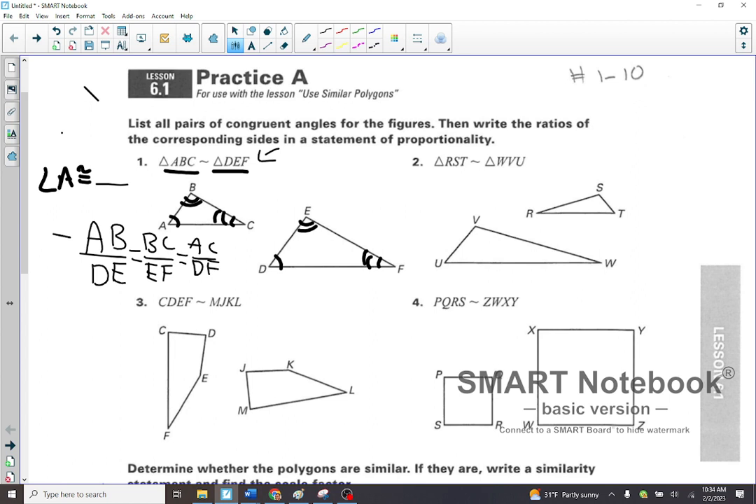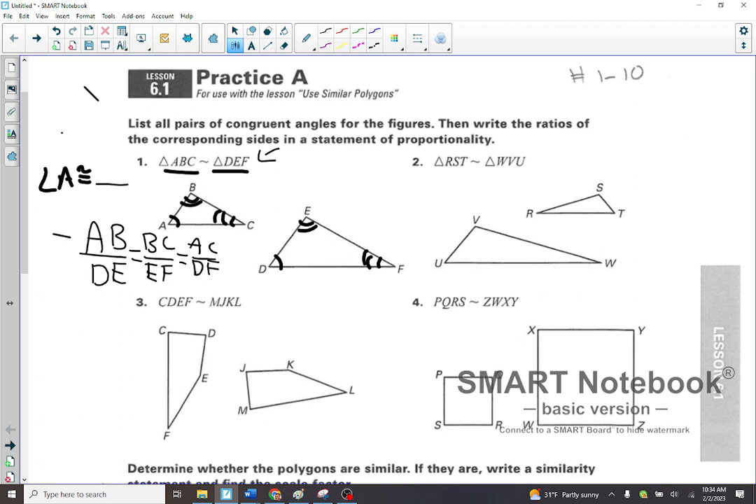Wait, how is AC over DF equal to BC over EF? It's a whole side, not an angle. Got it? No, how is BC over EF equal to AC over DF? Because remember, the ratio will be the same all the time. Oh, okay. So if it was like 1/2, and then the other one was like 5/10, you reduce that to 1/2, and then match. Okay.